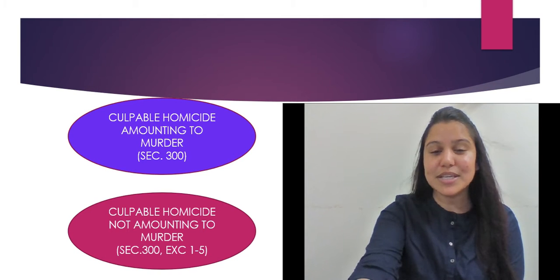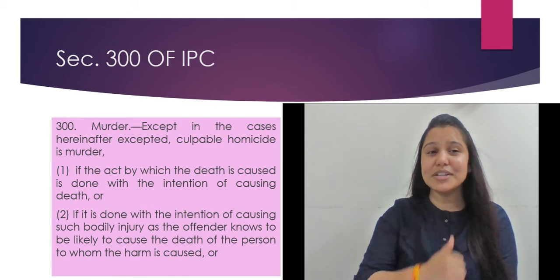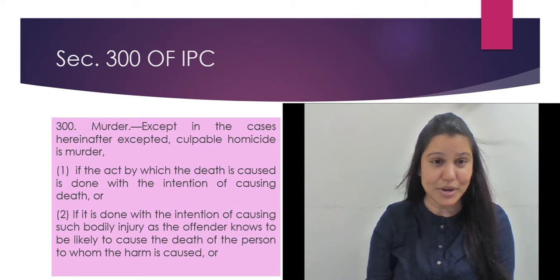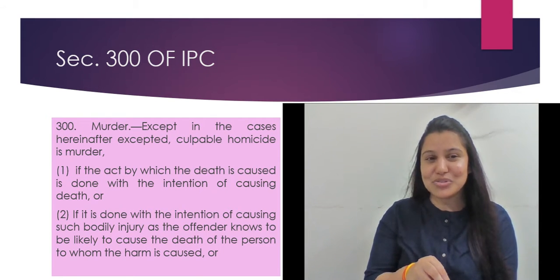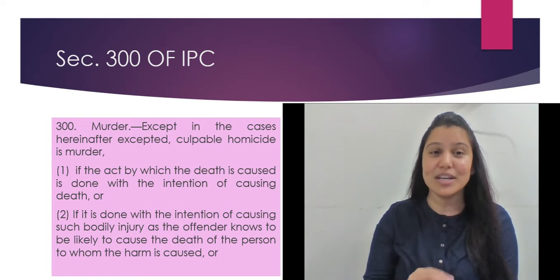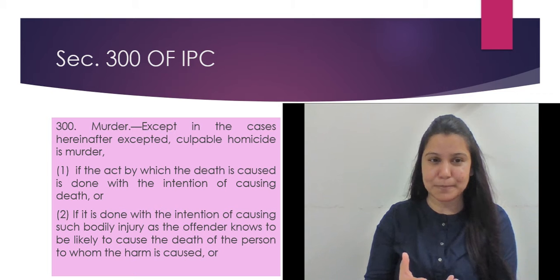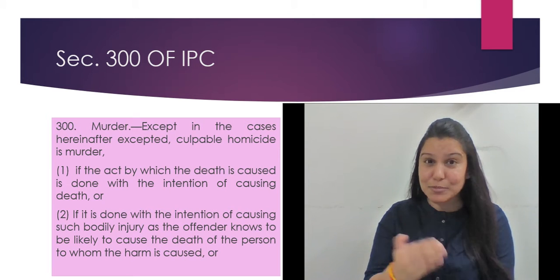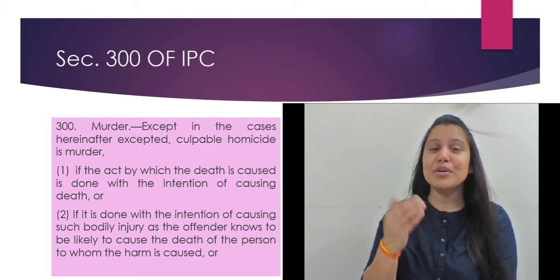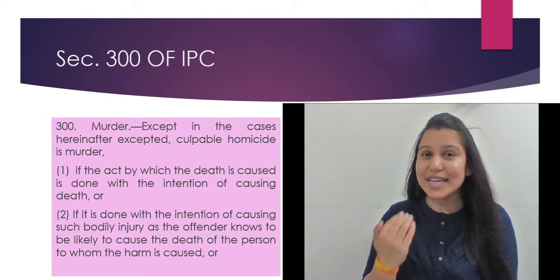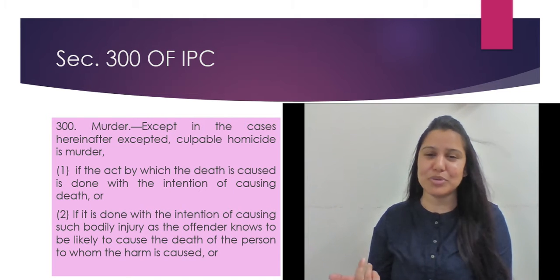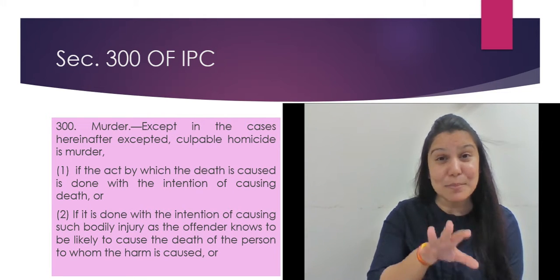Now let's see what we understand by murder. Murder is given under section 300 of the Indian Penal Code. The definition says, except in the cases hereinafter excepted, culpable homicide is murder. As we have seen, exceptions are given under section 300, 1 to 5. Those are the exceptions where the person would be liable for culpable homicide not amounting to murder. But let's see what is murder, right?